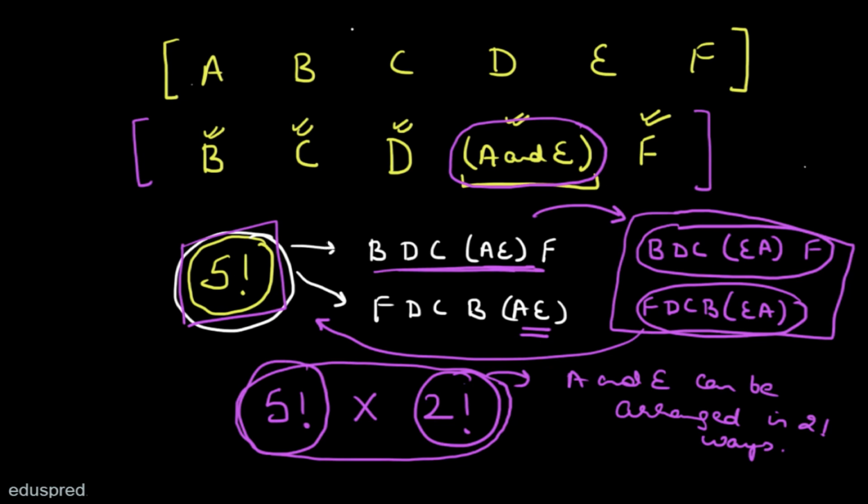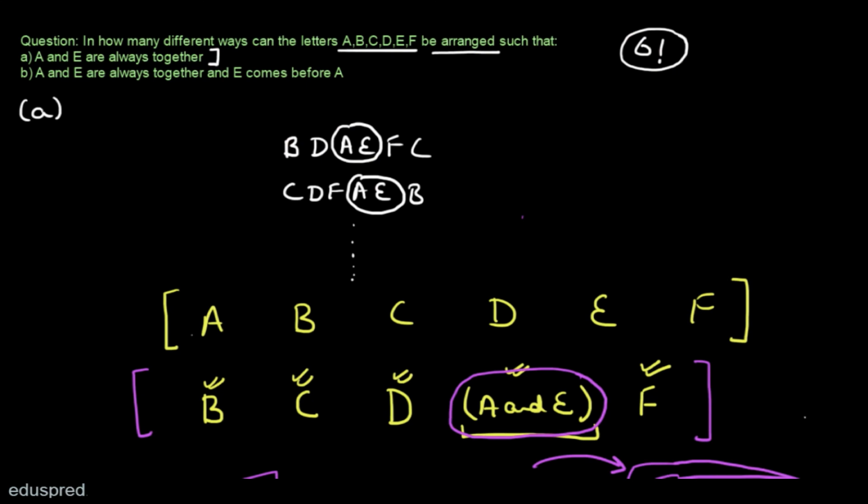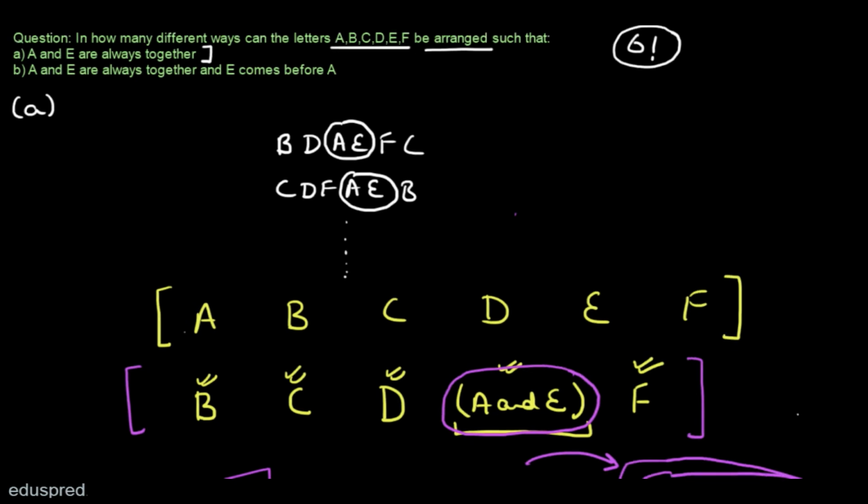Now let's move to part B. So according to the condition in part B, we have to make sure that A and E are always together and E comes before A. Well, let me make a small change here just for the sake of simplicity. Let's say that this is A comes before E. This way I will not have to write the things again. So part B is: A and E are always together and A comes before E.